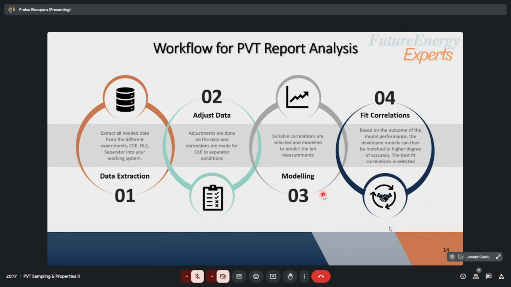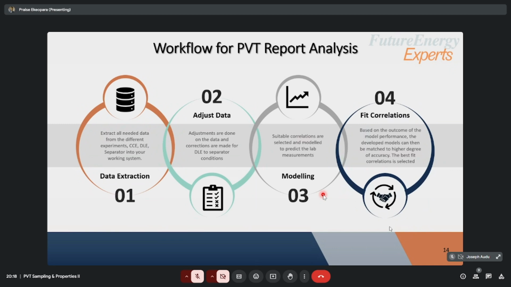We are extracting the data because PVT data doesn't just come in Excel format. No, it comes as a PVT report. So we read, understand the PVT report, extract the necessary data that we need, or all the data that we need, then do some adjustment, those corrections that we talked about, correcting the DLE to the separator condition.